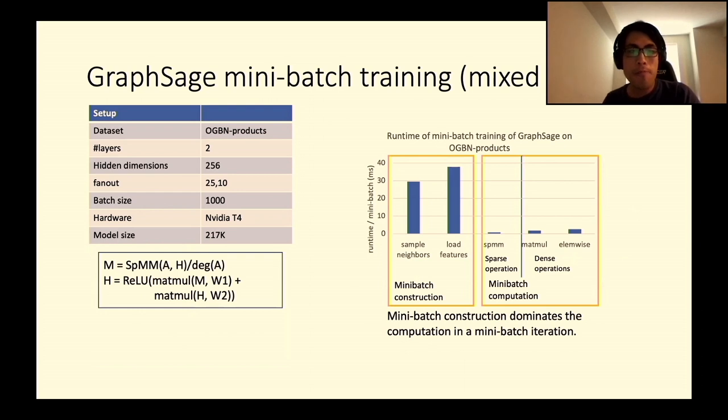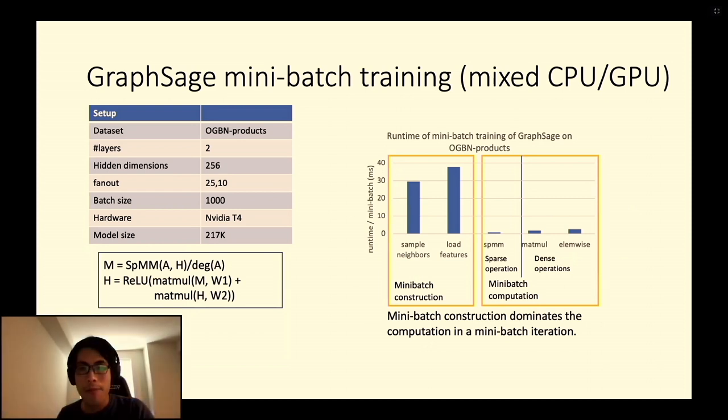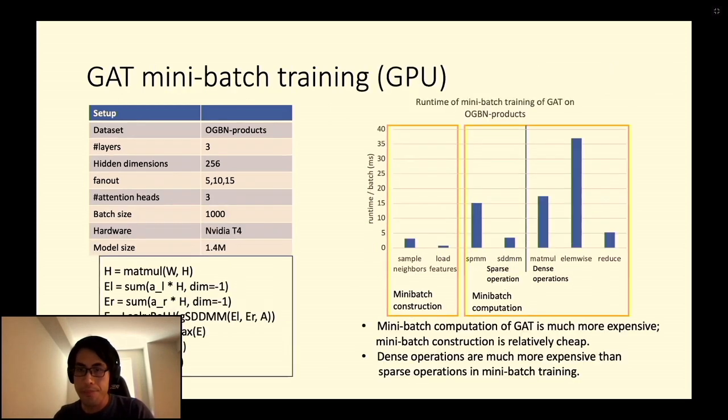However, when we perform mini-batch training of GraphSAGE with mixed CPU and GPU, mini-batch construction in CPU basically dominates the entire computation. This is not really surprising because GraphSAGE has a very lightweight computation on the graph structure. With this result, we can see that in order to optimize mixed CPU and GPU mini-batch training for GraphSAGE, we have to focus on reducing the computation or overhead of neighbor sampling. We need to reduce the amount of node features copied to GPU, and we need to try our best to overlap the copy of node features with all other operations.